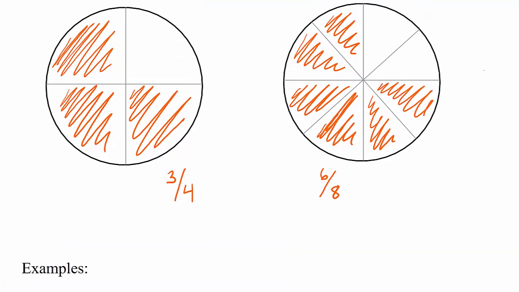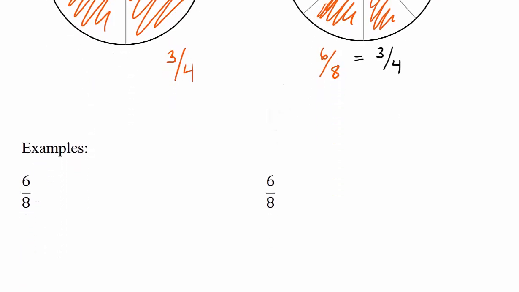So therefore, I know that this 6 over 8 is going to be equal to that 3 over 4, right? I can see that they have the same amount of area. And so now let's look at that. And how do we do this? By simplifying fractions. So here's my first example of 6 over 8. Now, I'm going to show you 2 different ways that you can simplify fractions, and then that way you can pick which method you feel most comfortable with.